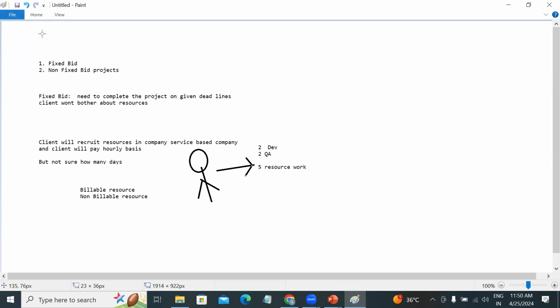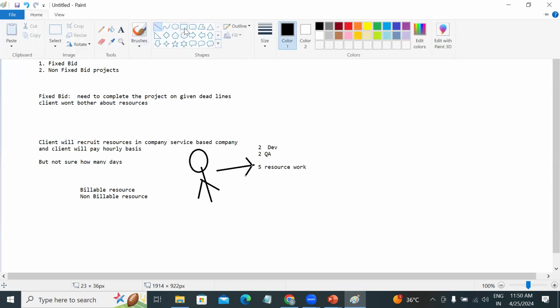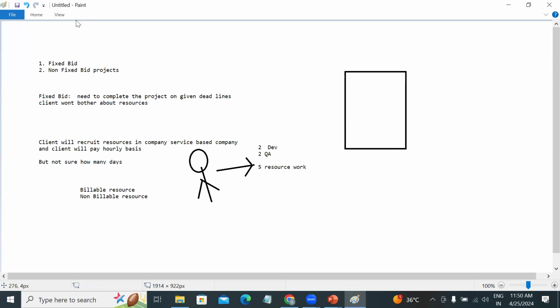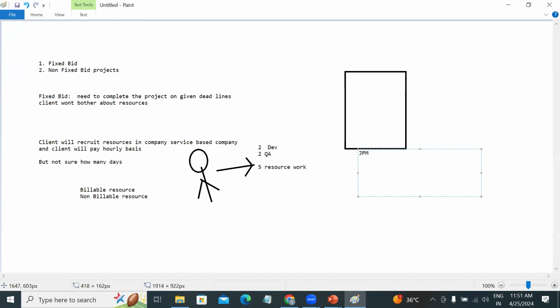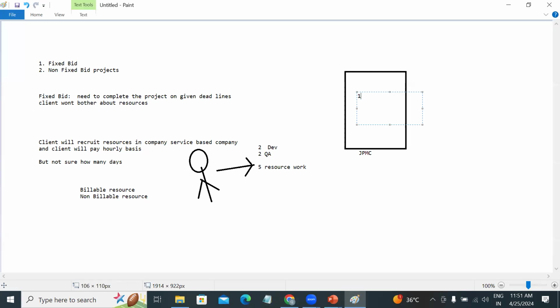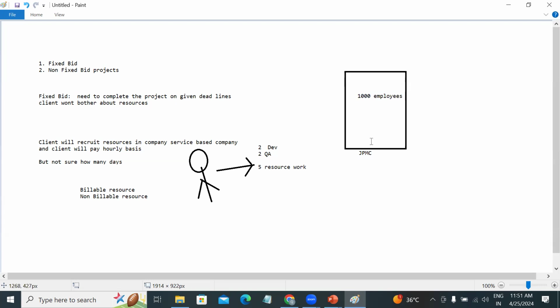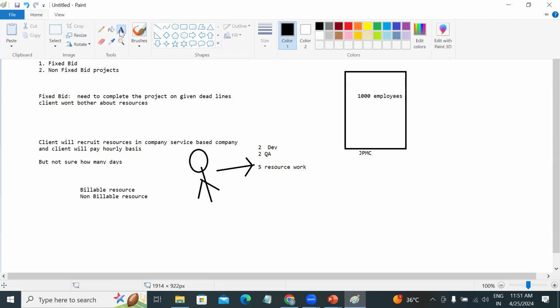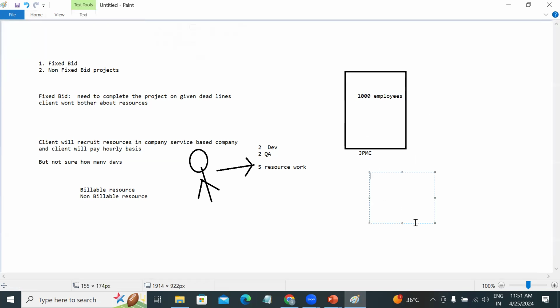Okay. Why? See here, for example, this is the JPMC company. Consider that already 1,000 employees are there, and these 1,000 employees are busy. Suddenly JPMC wants to develop a software. Now they want to develop a software, and it may take 1 year or 2 years.